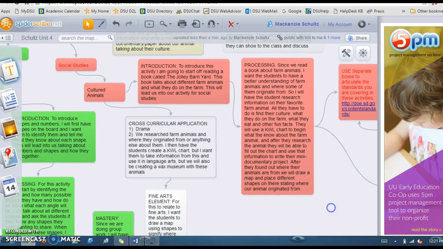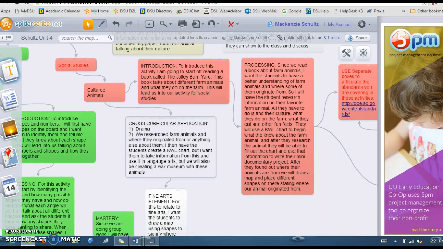So for the introduction, we're going to be reading a book called The Jolly Barnyard. This book talks about different farm animals and what they do on the farm and kind of where they originated from and what their purpose is on the farm. So since we read this book, our processing now will be, I want the students to have a better understanding of farm animals and where some of them originated from.